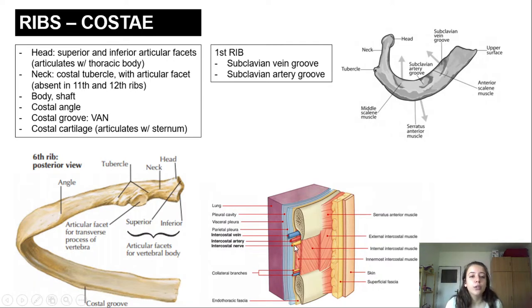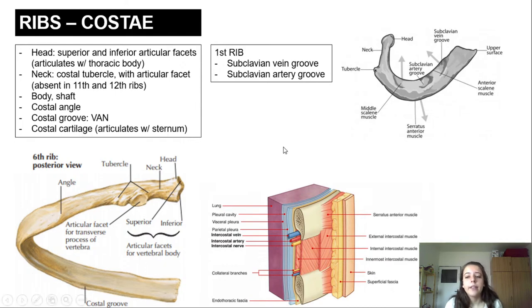Be careful, do not confuse with the collateral branches, which follow just the opposite. So it's nerve, artery, and vein. But they're not located in the costal groove. They're just different vessels, the collateral branches. And then finally, we're gonna have the costal cartilage that serves for articulation with the sternum, which we'll talk about later.